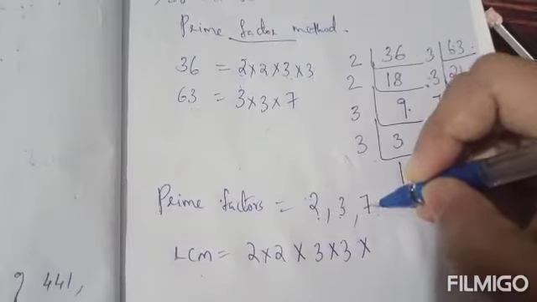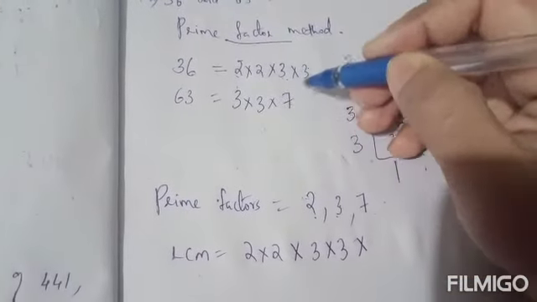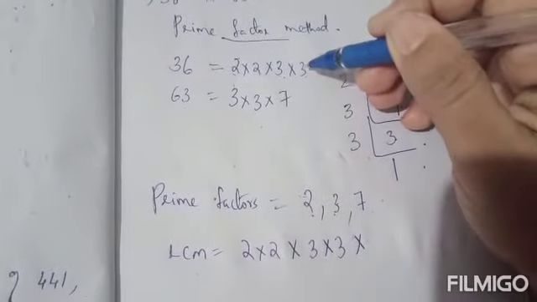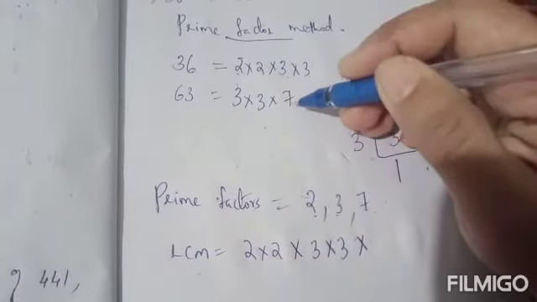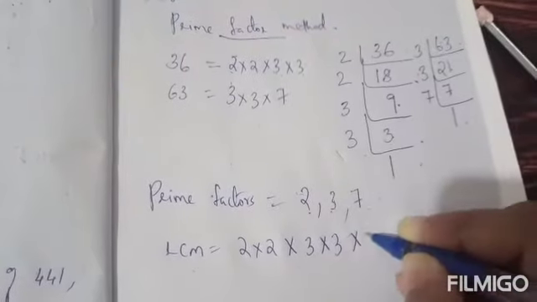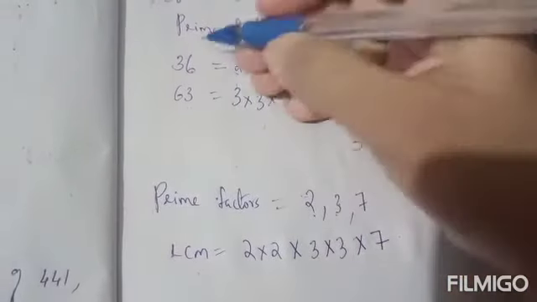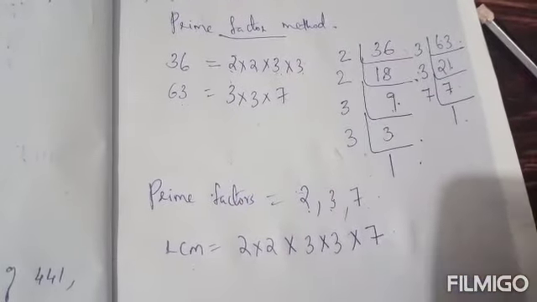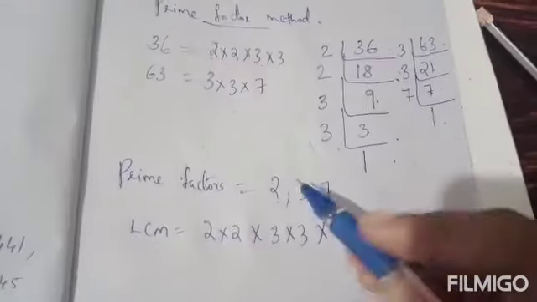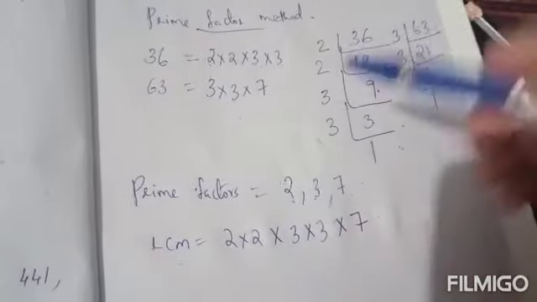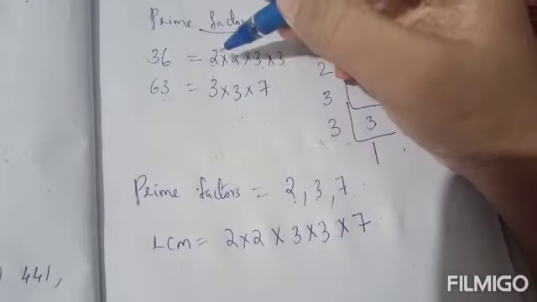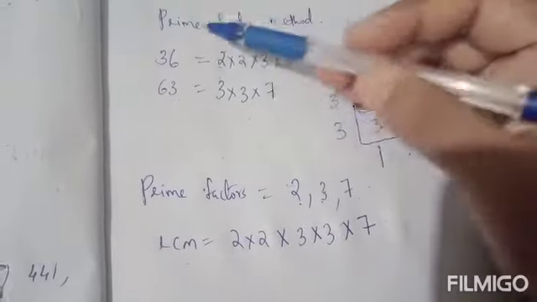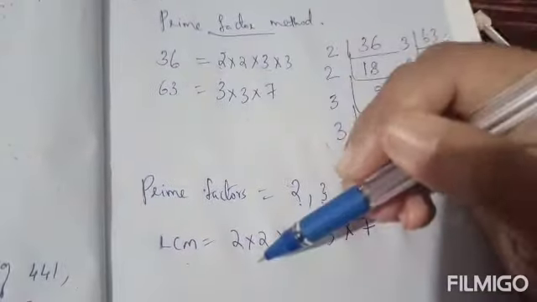Now the third prime factor is 7. 7 is coming 1 time in 63 and 7 is not coming in 36. So 7 will come one time in their LCM, the LCM of 36 and 63. Okay, so the first prime factor 2: 2 is coming 2 times in 36, so it will come 2 times in the LCM of 36 and 63.